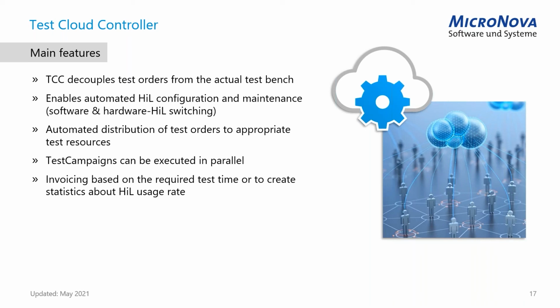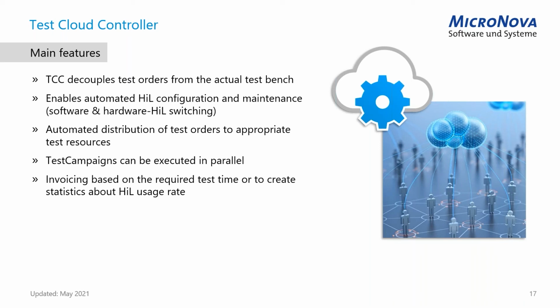The TCC also enables you to have an automated or manual HiL configuration, so you can define all your resources and also do an adaptation and adjustment of the HiL configurations, so maintenance jobs of your HiLs you have registered to the TCC service. And you can also think about a software or hardware HiL switching, because we are able to start some scripts to switch and detect the appropriate configurations that are available on your HiL systems.